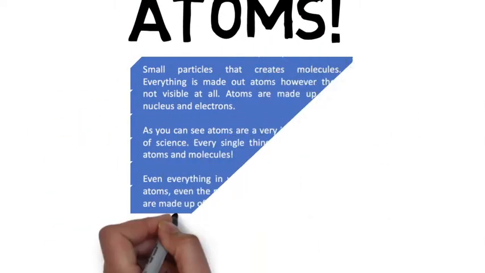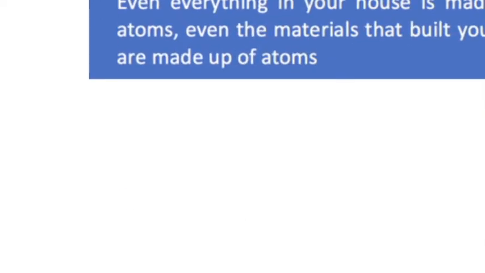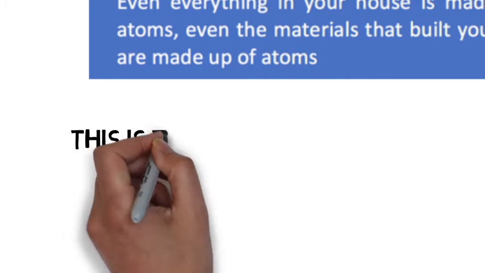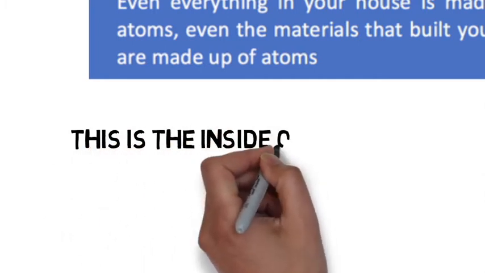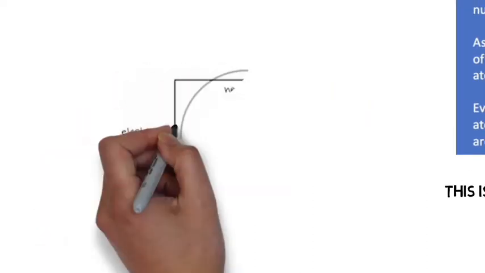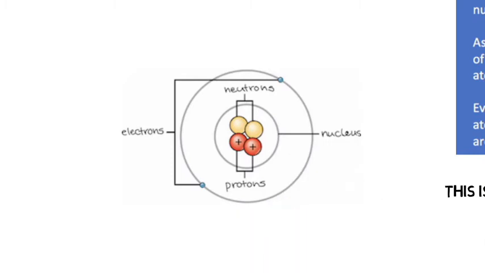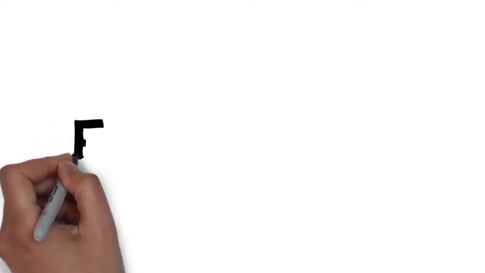Atoms. As you can see, atoms are small particles that create molecules, which we mentioned in the other part. Now, everything is made out of atoms. Every single matter is made out of atoms. Even, of course, this home is made out of atoms. Every atom has a nucleus inside it, and there are electrons whizzing around the nucleus. So there are even things smaller than the protons.